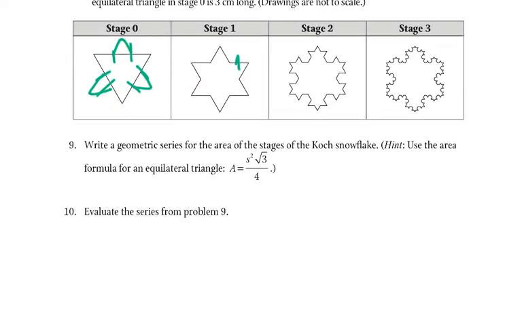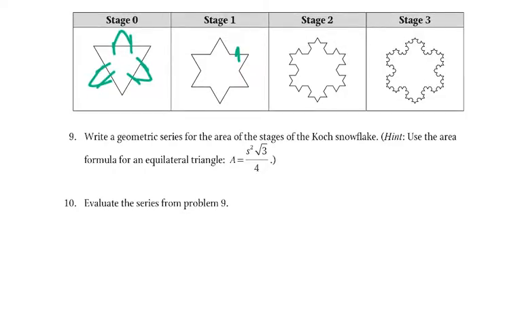So they're just building more and more triangles, okay? So it says, write a geometric series for the area of the stages of the Koch snowflake. Hint, use the area formula for an equilateral triangle, which is A equals s squared times the square root of 3 divided by 4. Alright, this one's kind of crazy. So s stands for the side length. Let's just start and call each of these 1. So our side length would be 3, all of them added together, right?